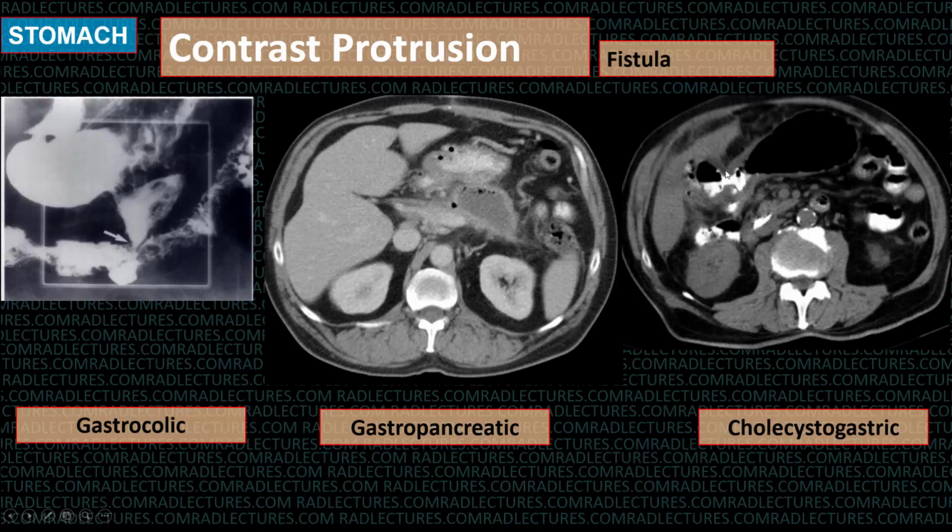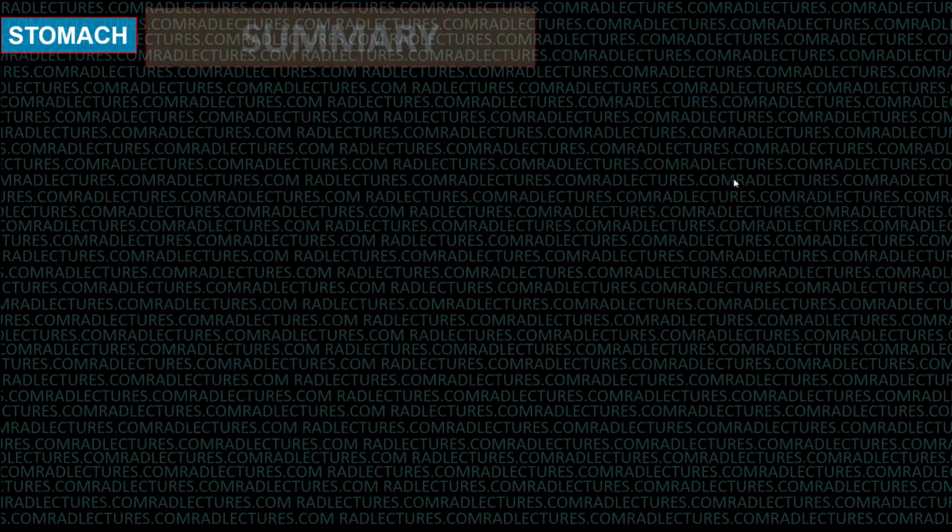Now this is a cholecystogastric fistula where contrast has entered into the gallbladder because of the communication between them. Usually it is caused by the passage of a stone from the gallbladder through the wall into the stomach, so it penetrates through that and causes a fistula.